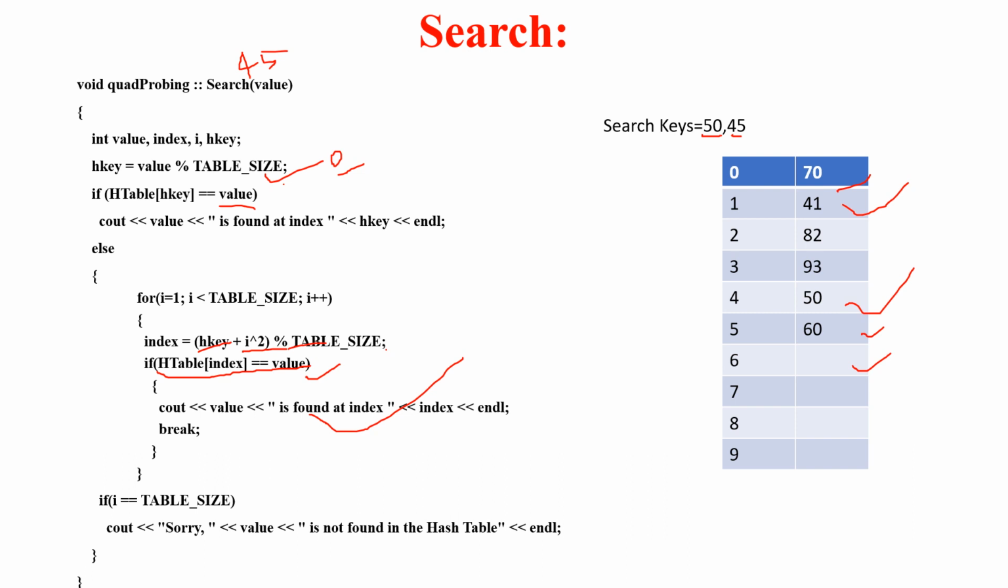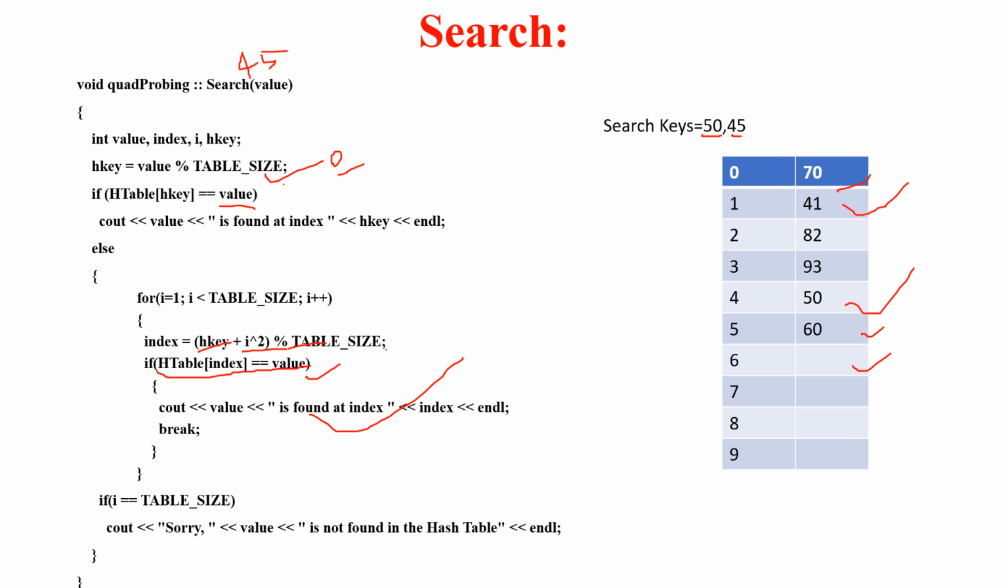No, there is an empty slot here, a null value. Empty is here. Then what will you do? This is not true, so check again. i is incremented by 1, so now i becomes 2. Then what will you do?